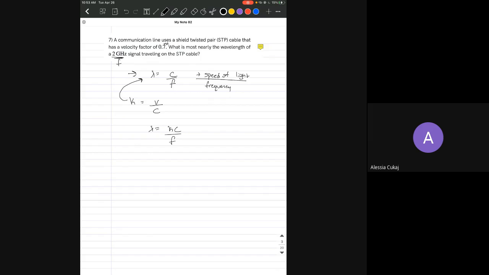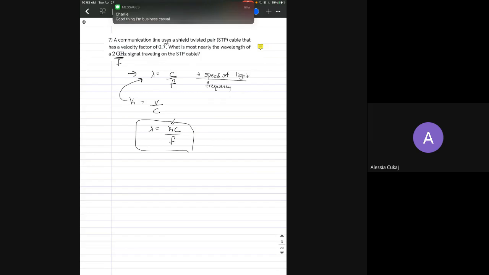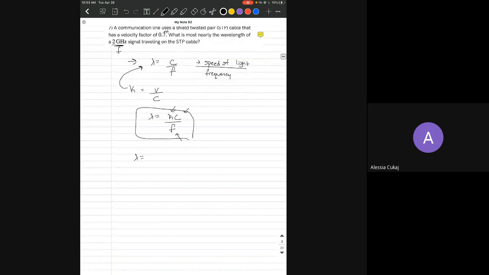So now that we have a uniform equation, with everything given to us, the velocity factor, speed of light, and the frequency, we just plug everything in. So k, which is a constant with no unit, 0.7, times the speed of light, which is 3 times 10 to the 8th meters per second, which is also given to you in the formula sheet, but it's good to remember that. It saves you a little bit of time.